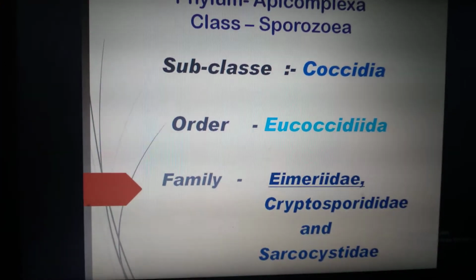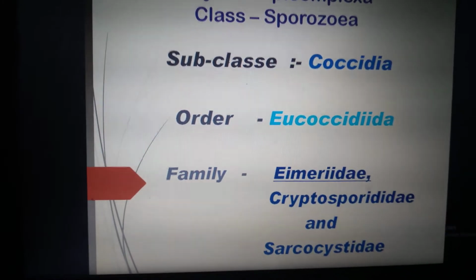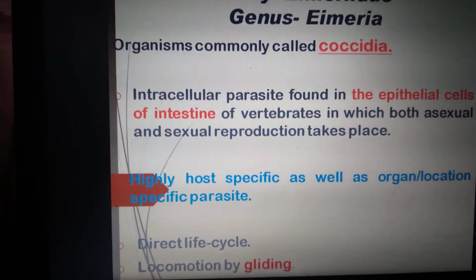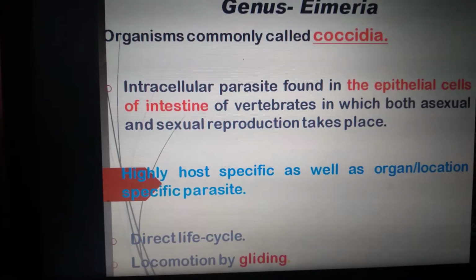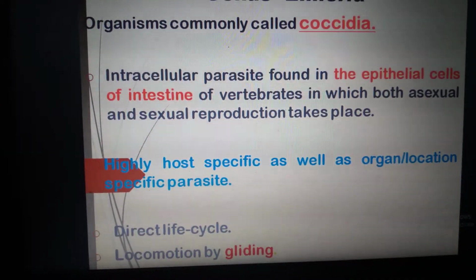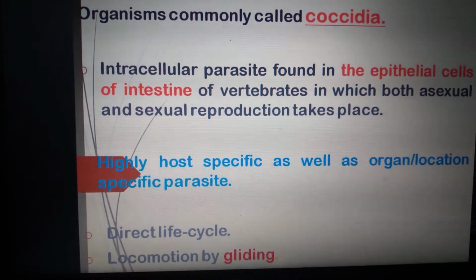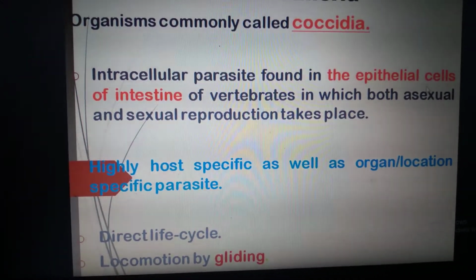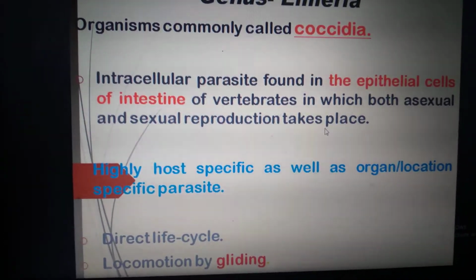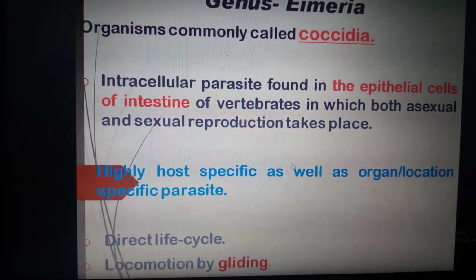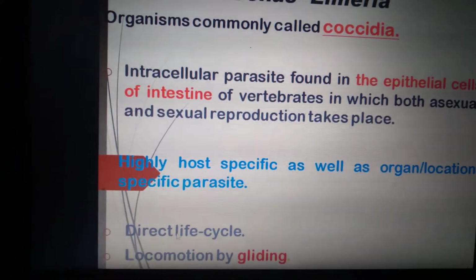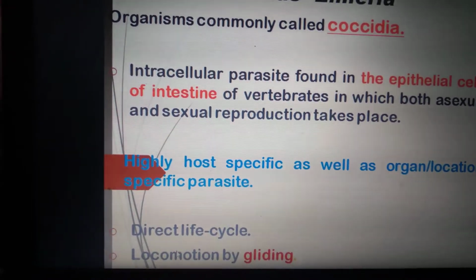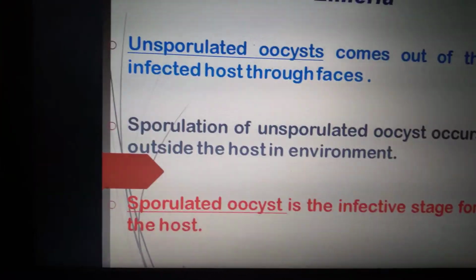Now it comes under the subclass Coccidia, order Eucoccidia, family Eimeridae, Cryptosporidae, and Sarcocystidae. So the organism is commonly called coccidia. It is an intracellular parasite found in the epithelial cells of the intestine of vertebrates, in which both asexual and sexual reproduction take place. It is highly host specific as well as organ or location specific. Okay, and the cycle is a direct life cycle, that is it doesn't need any intermediate host, and locomotion is by gliding.